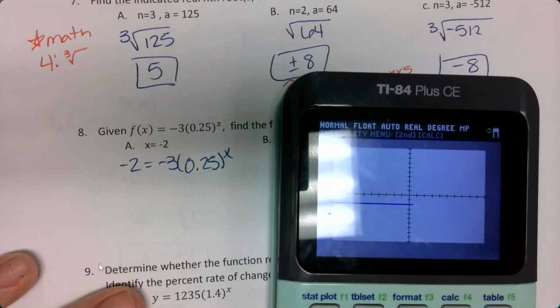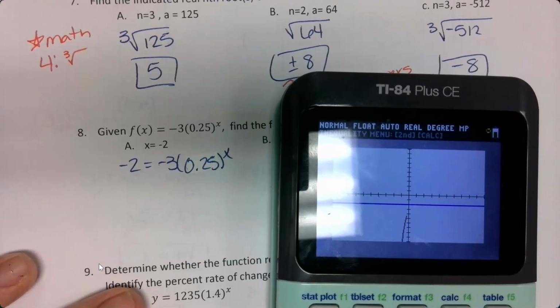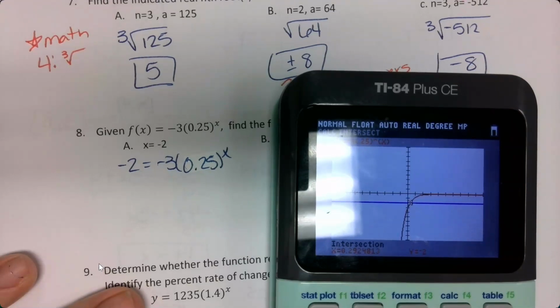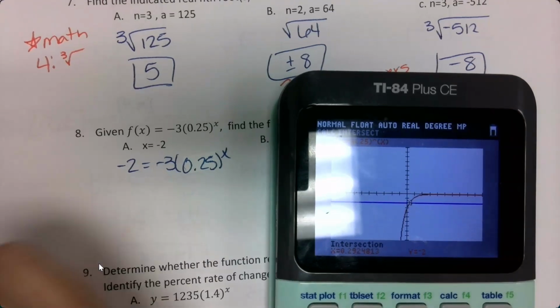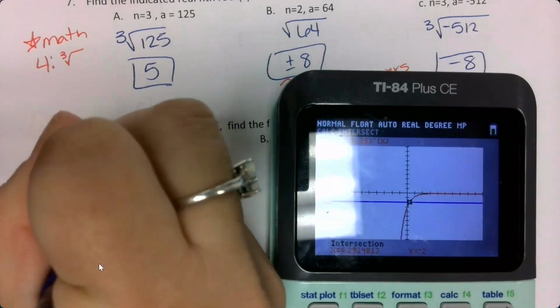And then I go ahead and graph those. I'm looking for where they cross. So I'm going to go second calc, and then I'm going to go 5 for intersect. I press enter for my blue line, enter for my red line, enter one more time, and this one tells me 0.29.